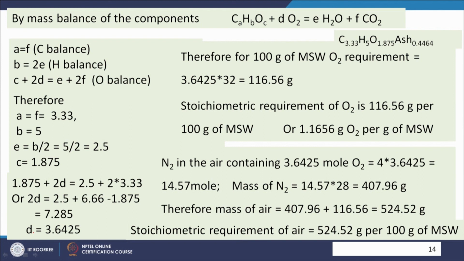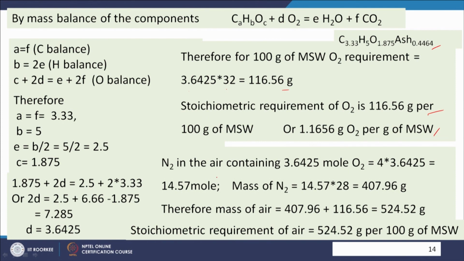3.6425 moles of oxygen will react with this MSW to get the different products. Therefore, for 100 gram of MSW oxygen requirement is this many moles into 32. So, that is 116.56 gram. So, stoichiometric requirement of oxygen is this much gram per 100 gram of MSW or 1.1656 gram oxygen per gram of MSW. So, this is our requirement of the oxygen.